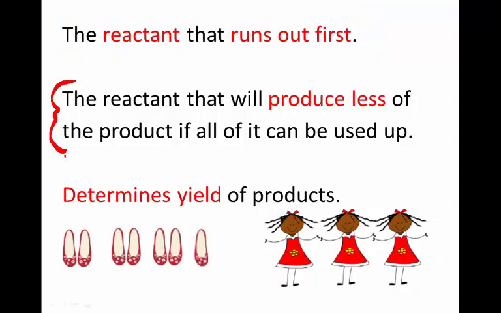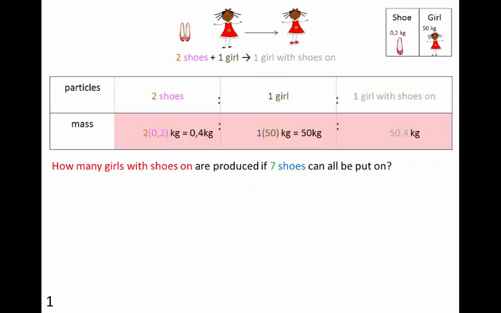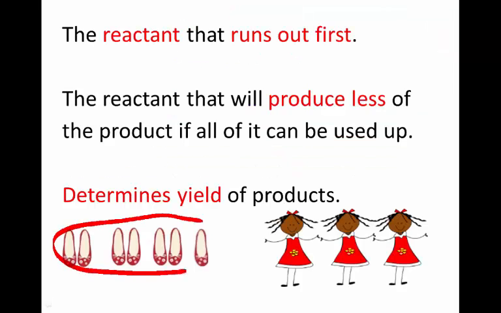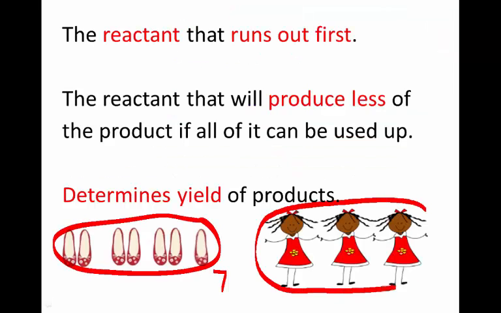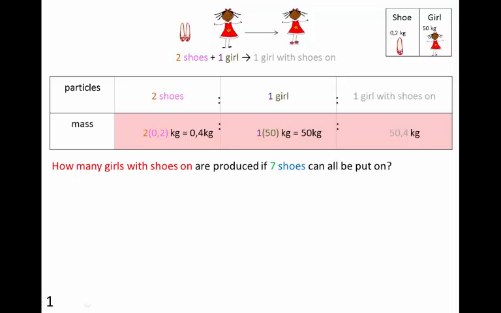Let us examine this definition here, because this is the one which tends to be the easiest way in chemistry to find out which is the limiting reagent. So remember, in our story, we have 7 shoes and we have 3 girls. Now we want to find out which one will produce less if all is used up. So we ask ourselves, first of all, how many girls with shoes on, that's the product, will be produced if all of the 7 shoes can be put on?